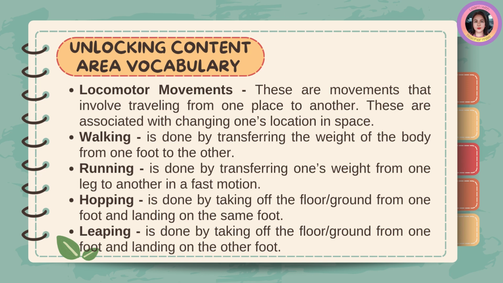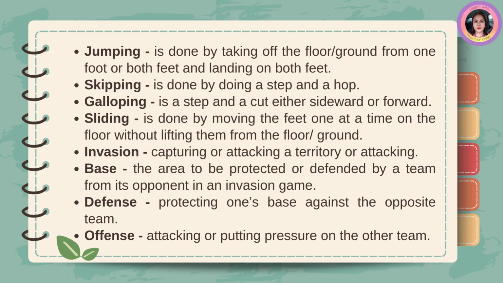Hopping is done by taking off the floor or ground from one foot and landing on the same foot. Leaping is done by taking off the floor or ground from one foot and landing on the other foot. Jumping is done by taking off the floor or ground from one foot or both feet and landing on both feet. Skipping is done by doing a step and a hop.